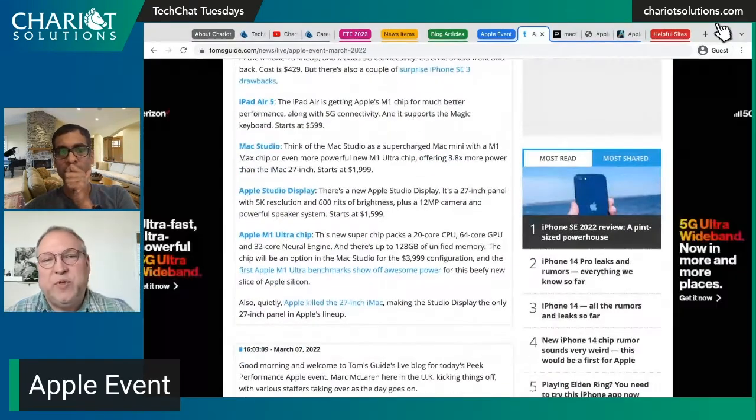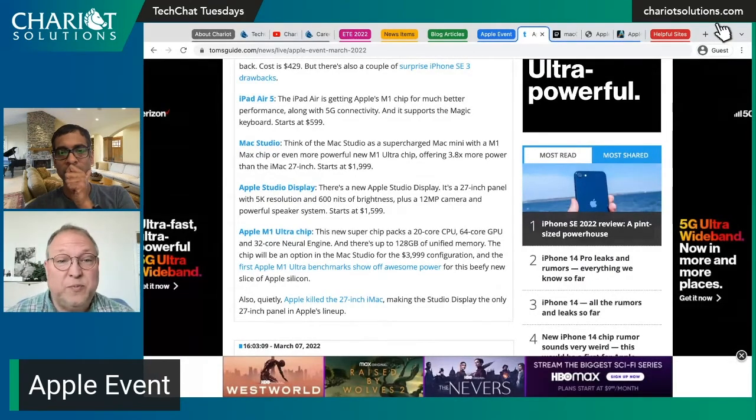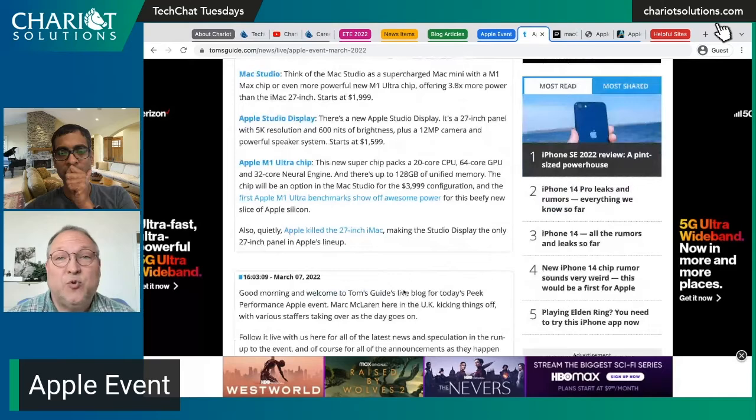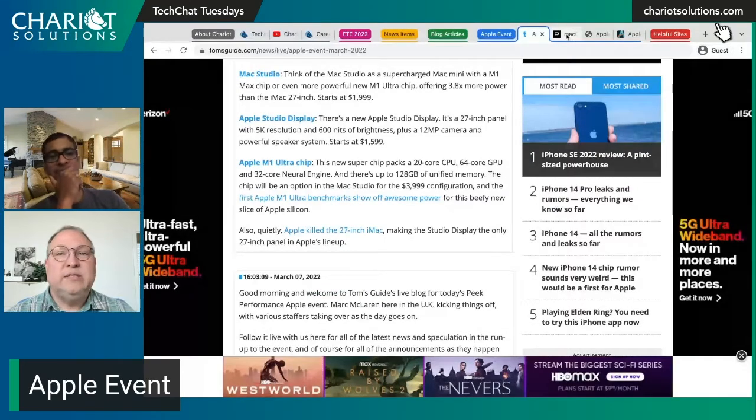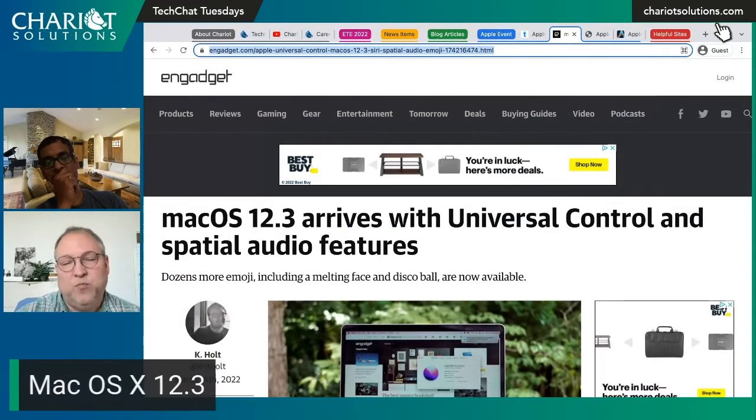There's a new Studio Display that isn't $6,000. It's $1,599. Still a lot of money to spend. And they axed the 27-inch Mac. But one of the things, and I know you want to talk about this, is they also, alongside of this, released macOS 12.3 and the latest version of iOS, which I think is whatever. I'll get the version of that while you're talking.